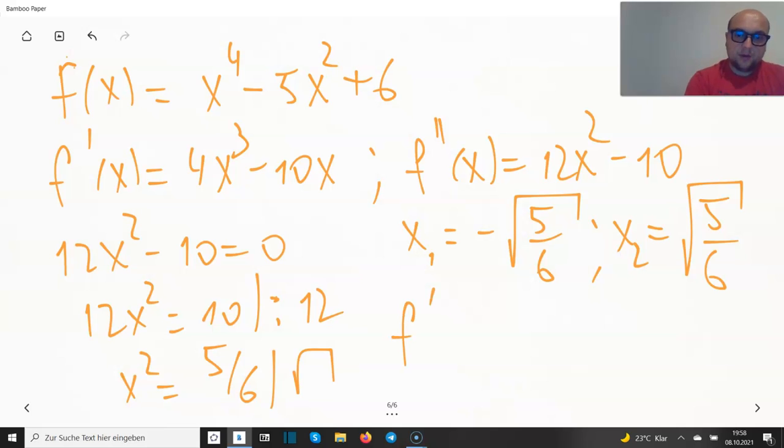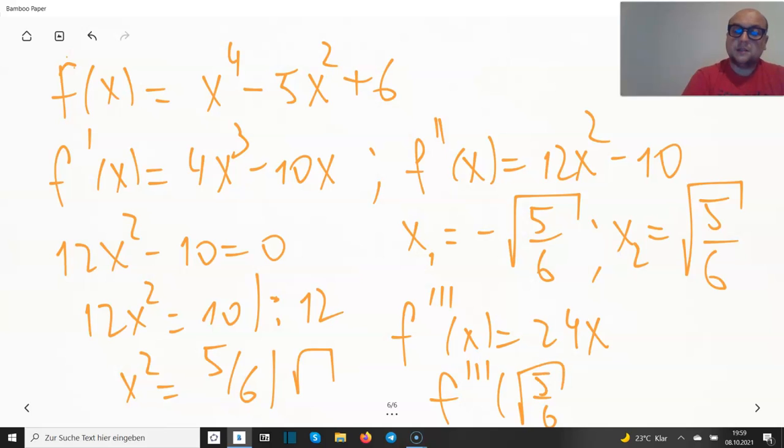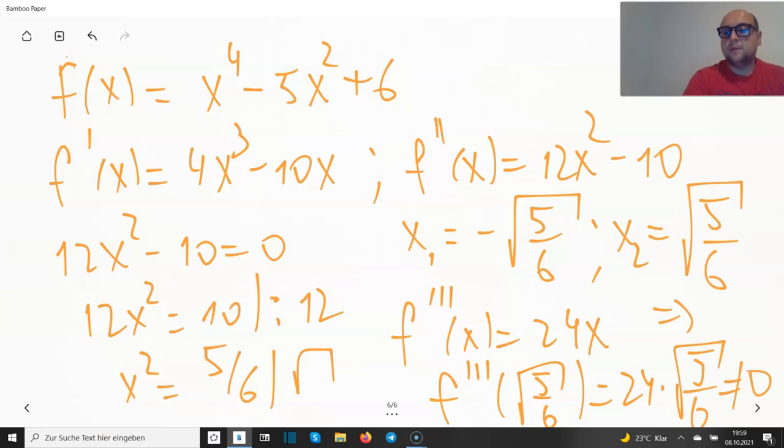And now it's about the third derivative. It's 24x. And once again we put it not equal to 0. We put square root of 5 divided by 6. It's 24 times the square root of 5 divided by 6. It's not 0, so it is a point of inflection.